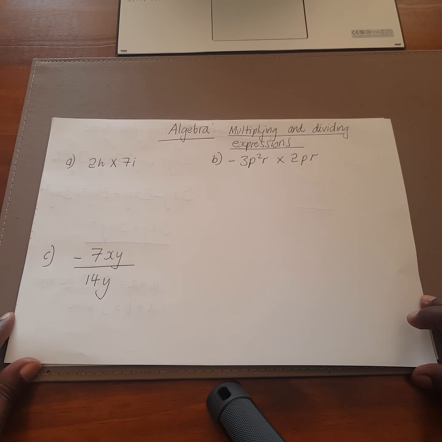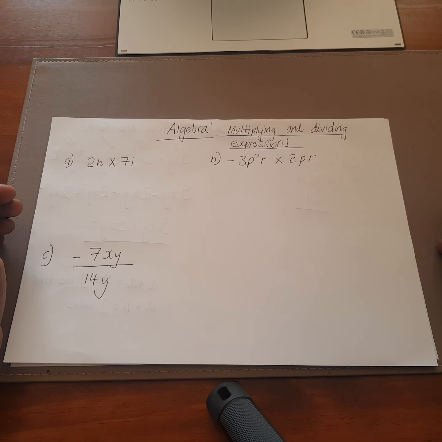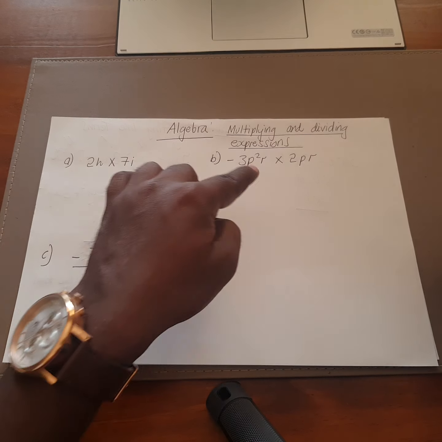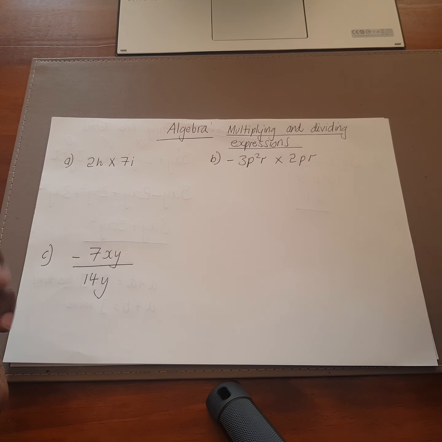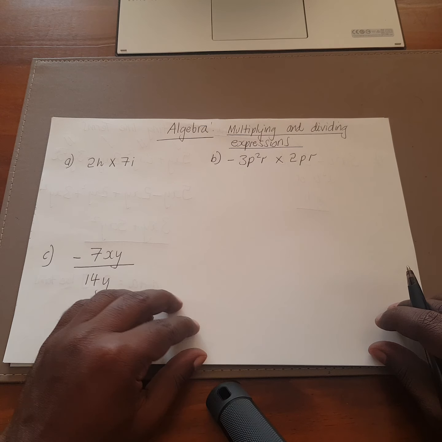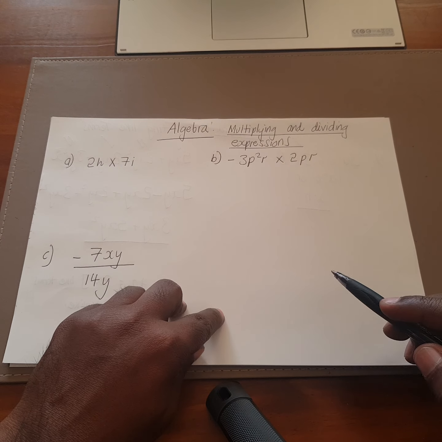Hi guys, in this episode of the series, we'll talk about algebra and more specifically multiplying and dividing expressions. We've got three questions, A, B, and C. Two involve multiplication, one involves division. Before I go further into solving this, there are a few points I wanted to make.